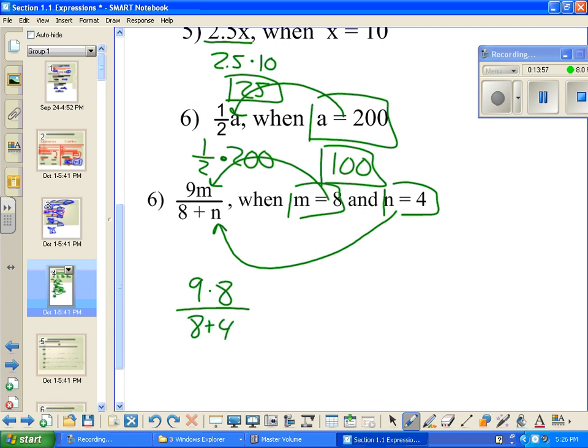And then in this problem, I just have to make sure I finish the top first and figure out what that answer is. Finish the bottom, see what that answer is, and then I'm going to divide them at the end. That's what this line in the middle means. So 9 times 8 gives me 72. 8 plus 4 gives me 12, and then when I divide them at the end, I get 6 for my final answer. Again, I've evaluated. I came down to some final value for my answer.